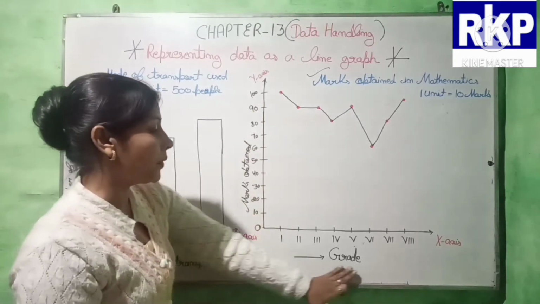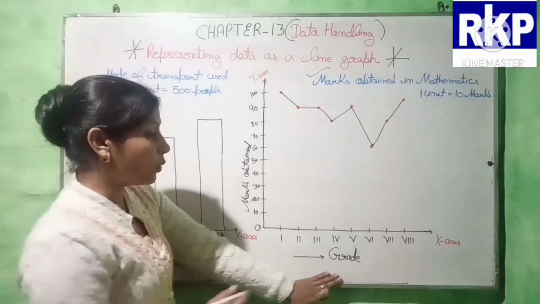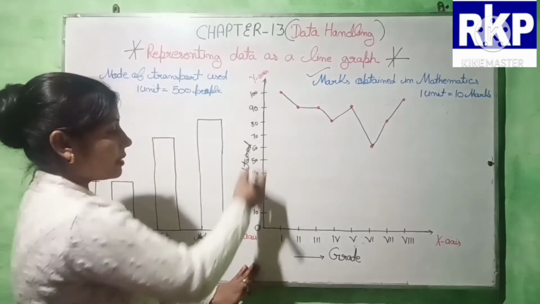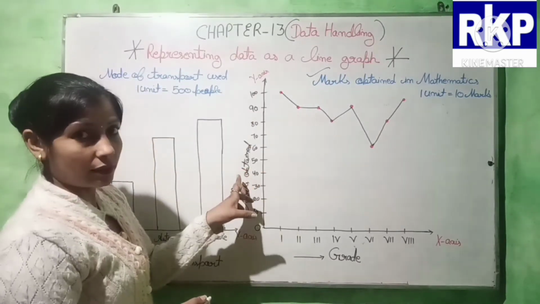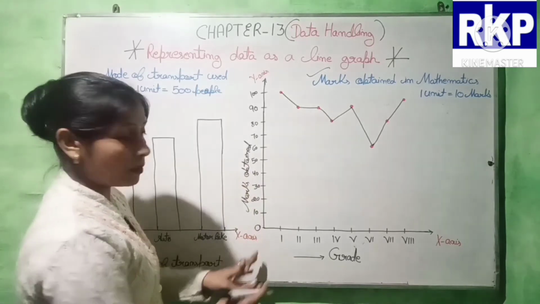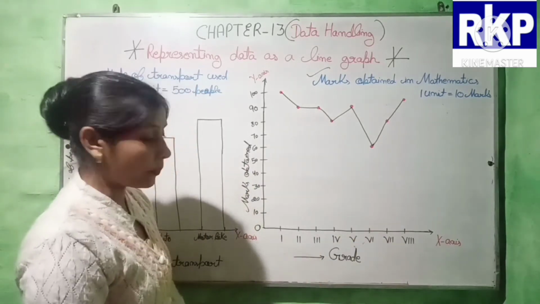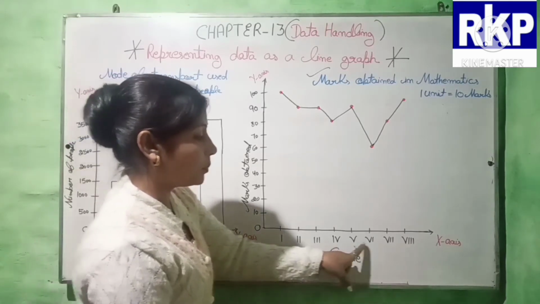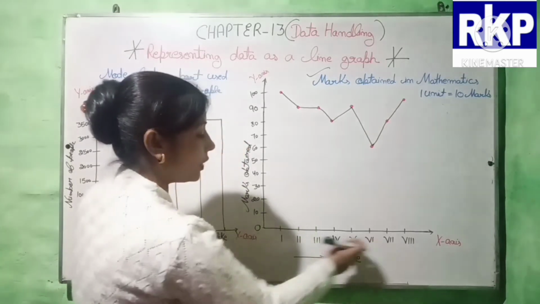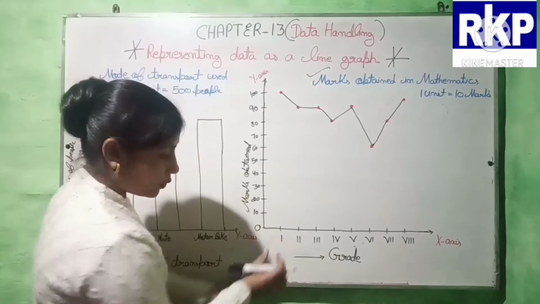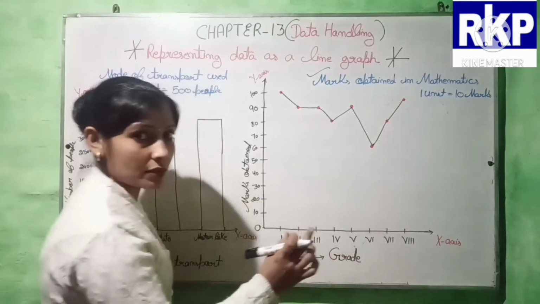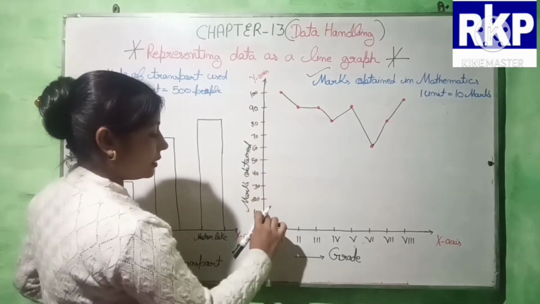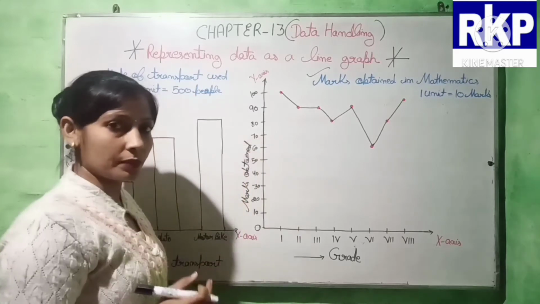So here you can see, here I have written grade. So on the x-axis we have taken grade, and on the y-axis we have taken marks obtained. And space between units should be the same. Here you can see, beta, here first, second, third, fourth, fifth, sixth, seventh, eighth, so here we have 8 grades and the space is exactly the same. And similarly the space on the y-axis should also be exactly the same.